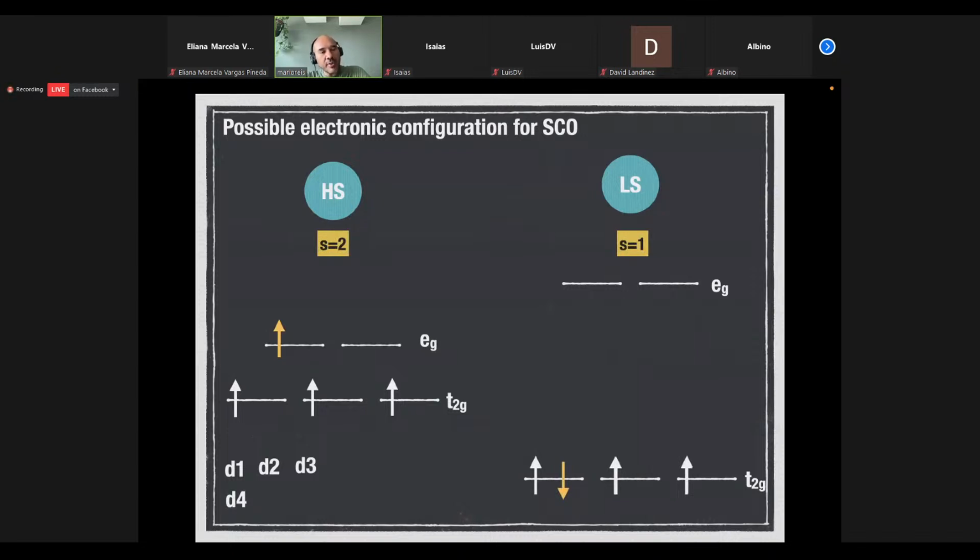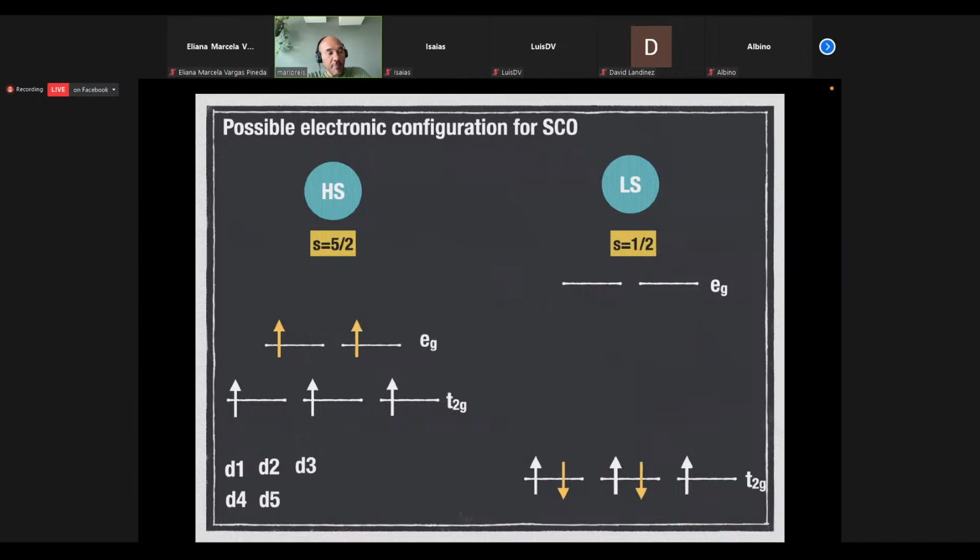It's possible to suffer spin crossover because it depends on whether the crystal field splitting is of the same order of magnitude as P, that is, the same order of magnitude as the external excitation. Okay? D4, it's possible to suffer a spin crossover.